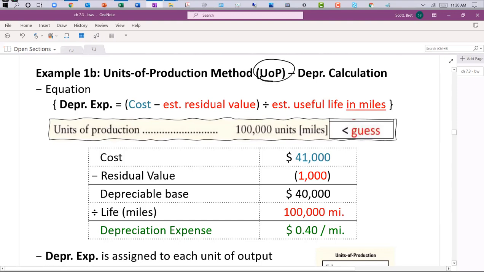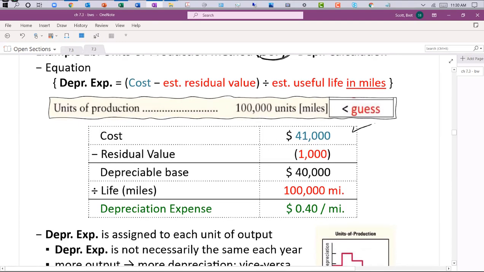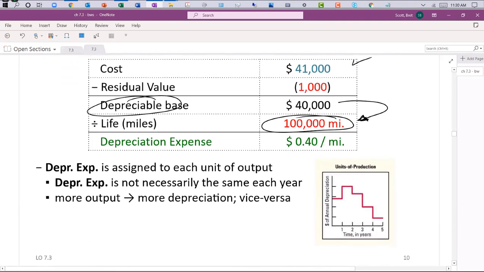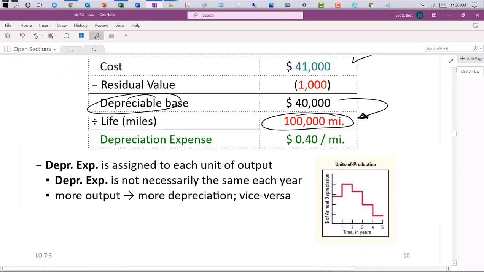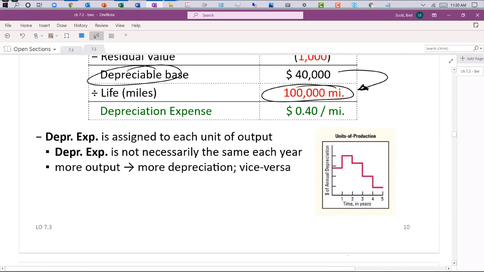So enter the units of production method, where we essentially do the same calculation as we saw before, but we're going to be using miles. We're going to spread the $40,000 depreciable base over not 5 years, but 100,000 miles. So as we drive it more, we're going to expense more. That makes a little bit more sense in the case of vehicles because there's an odometer we can rely on there. So we can calculate based on that.